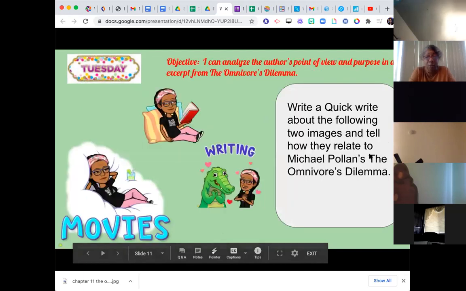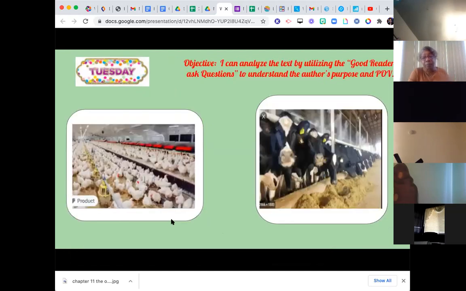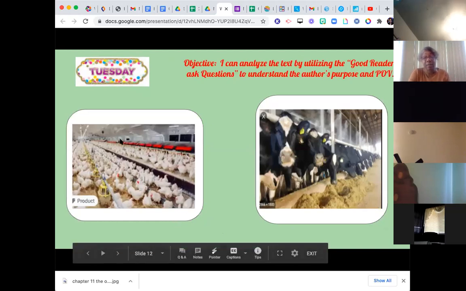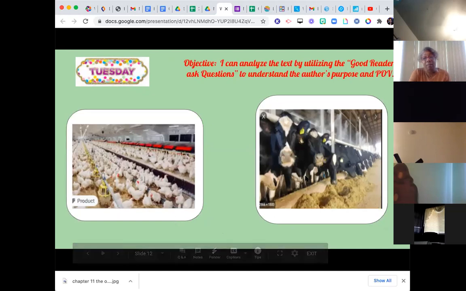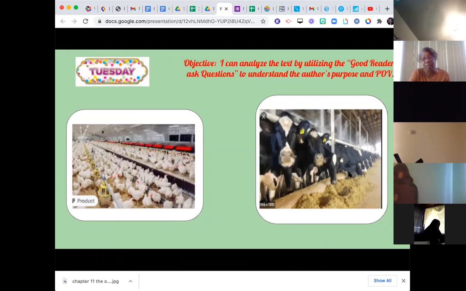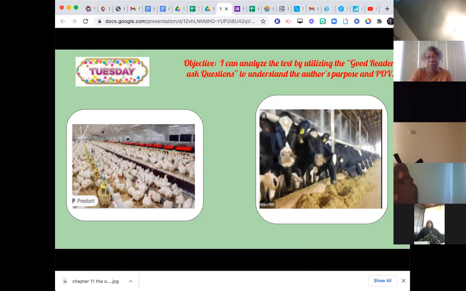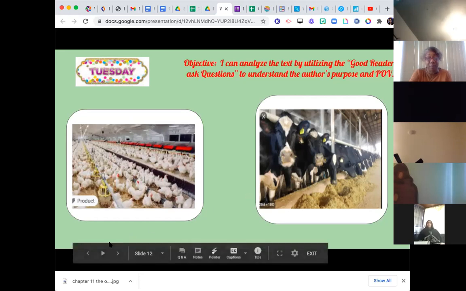So you're going to do a quick write. That's your assignment for today. We're doing it in class. Take a look at these chickens. Now, these chickens are supposed to be on an organic farm. Organic means it's healthy. These are similar to the cows that Michael Pollan has been talking about. Look at where they're at. Look at how they're bunched together. Is this healthy? Is it not healthy? What do you think? What is the author's purpose in telling us about these animals?